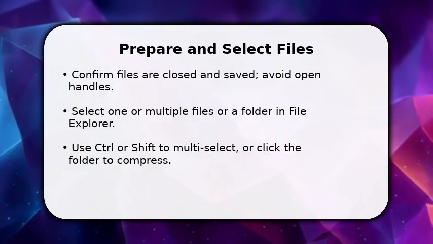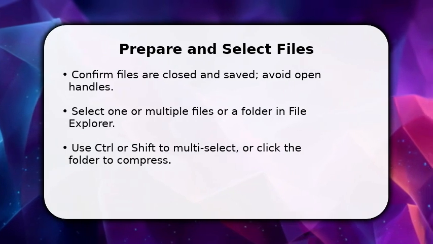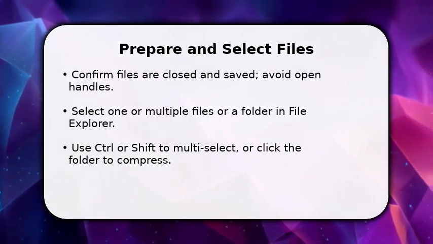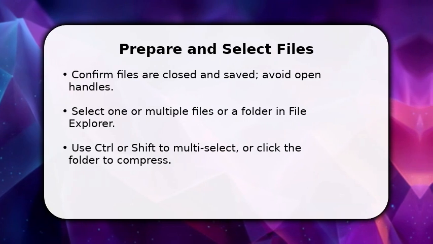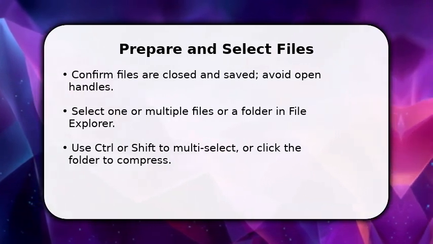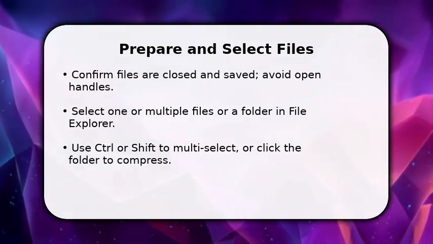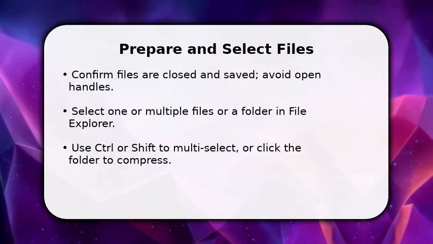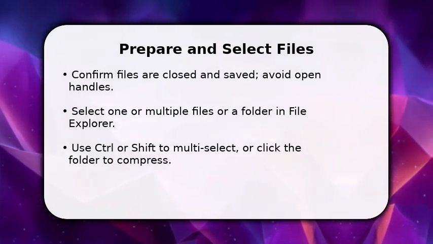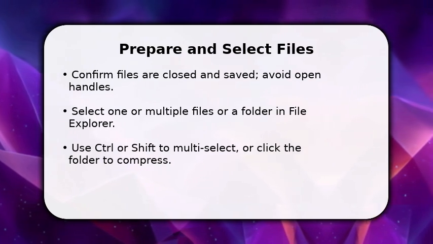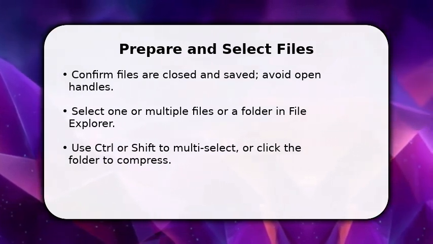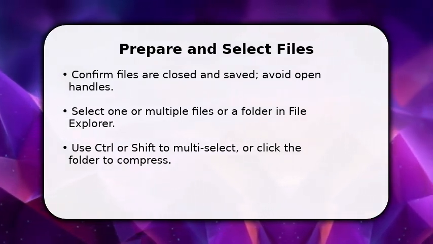You start by making sure every file you plan to zip is saved and not open in another program. Once done, open File Explorer and navigate to the folder containing the items. Now select the single file, multiple files using Ctrl/Shift, or the entire folder you want compressed. Make sure you have write permission in this location, otherwise the zip cannot be created.